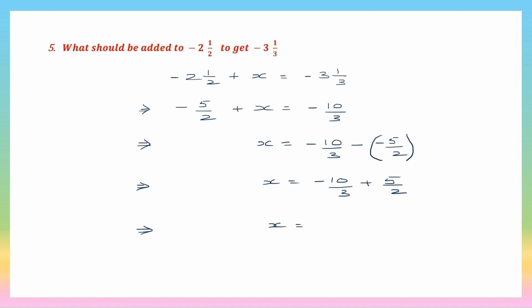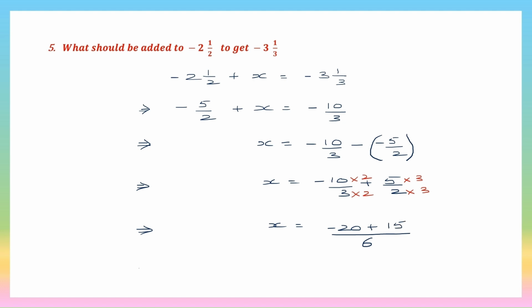We have to find the LCM of the denominators 3 and 2. And the LCM of the denominators 3 and 2 will be 3 2s are 6. So we're going to use that as the common denominator. Look at the first rational number, minus 10 by 3. Denominator is 3, 3 2s are 6. So multiply 10 also by 2. 10 2s are 20 and that is minus 20. Plus the second denominator is 2, 2 3s are 6. So we multiply this also, 5 3s are 15. So this becomes 15 here.